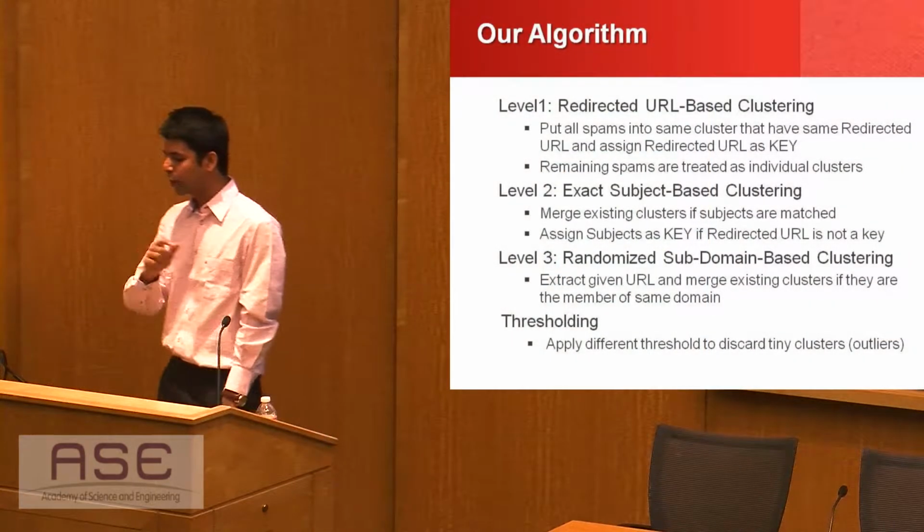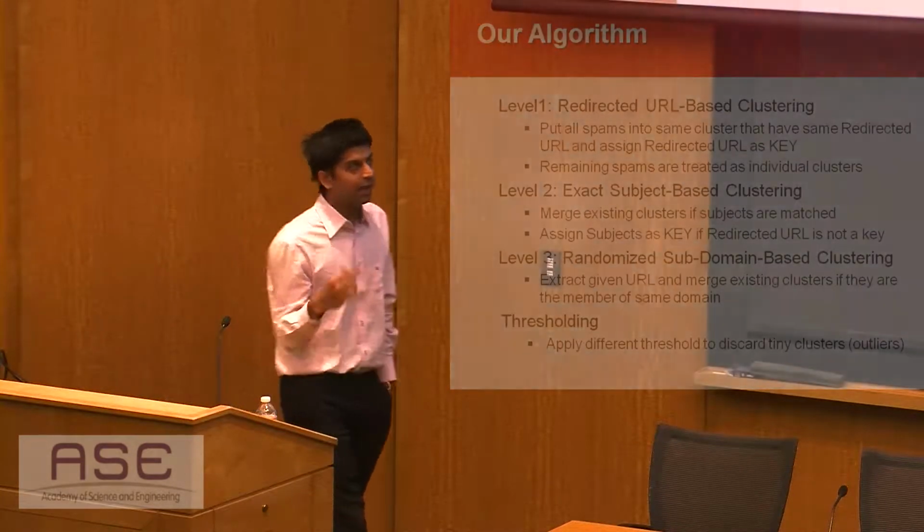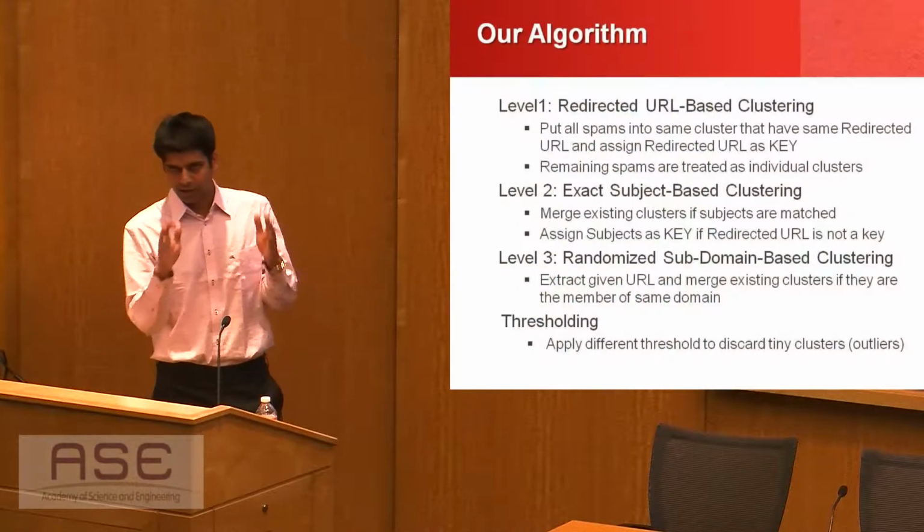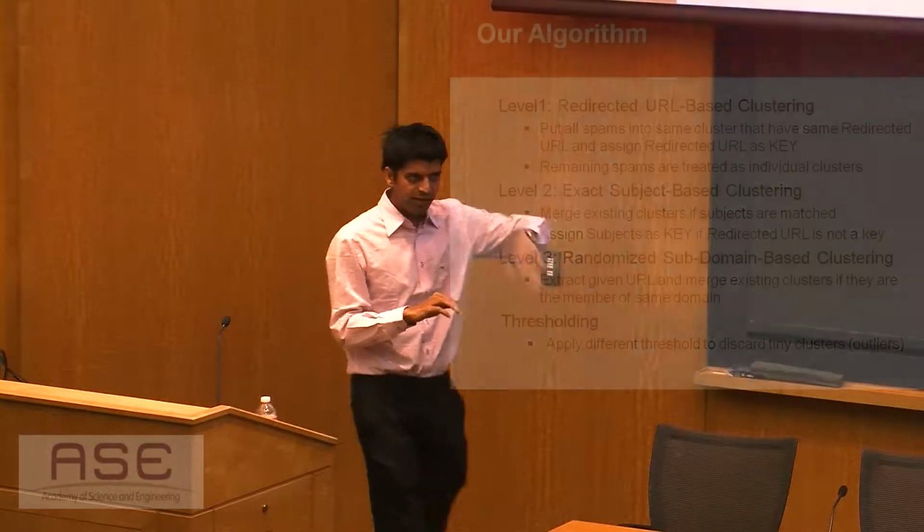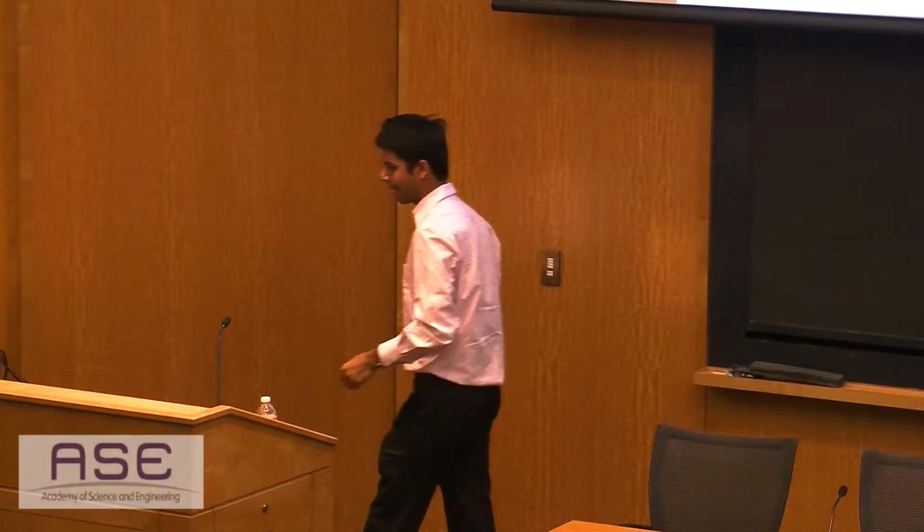So when we cluster in level 1, for example, we have one redirected URL and 100 emails come to that redirected URL, so they have a subject set. In level 2, we also match these subjects with the level 1 subjects so that those emails can go to that cluster as well. And finally, we use randomized subdomains. In the results section, I have an example of a redirected URL and randomized subdomains. In the third level, we extract the given URL and remove all of these subdomains. So we find the domain, then we merge them based on their domain.